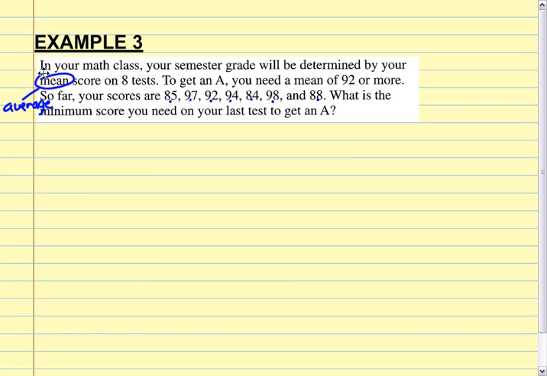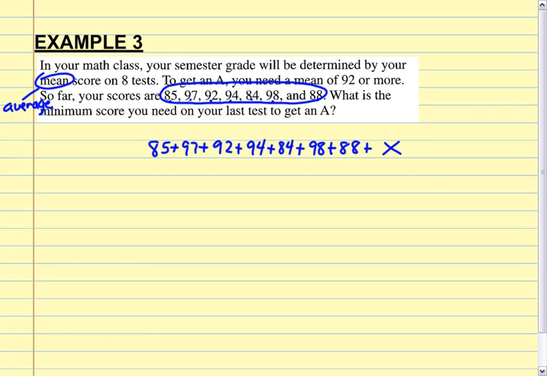So we have one more test for our 8 tests, and we want to make sure that we get an A. Now think about this. To find the average, I add up all of the numbers and I divide by the number of numbers, but we're missing one. But let me write it down first. Let's just see what we're looking at. To find the average, I do 85 plus 97 plus 92 plus 94 plus 84 plus 98 plus 88 plus x. I don't know what that last test needs to be, but I know if I divide all of this by 8, I'm going to get 92.